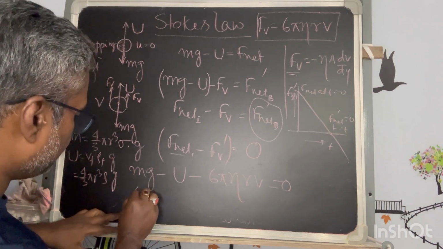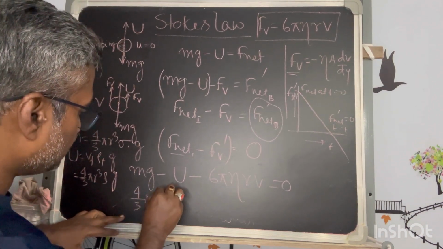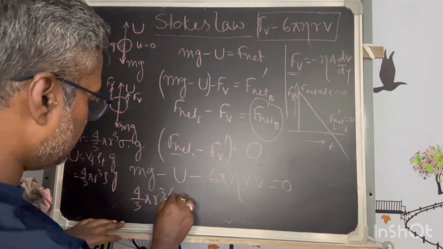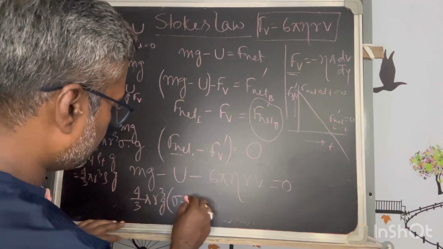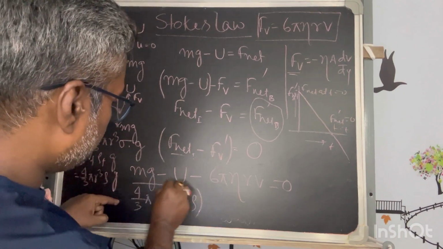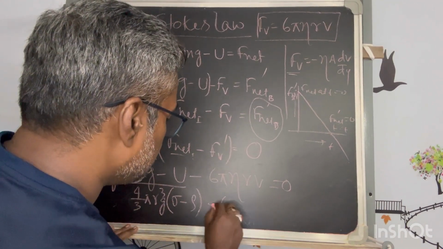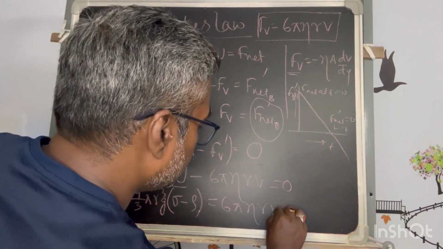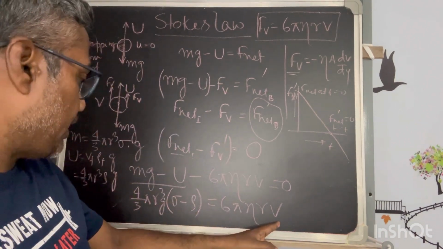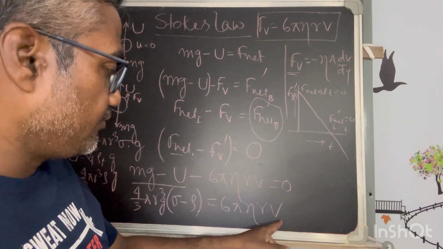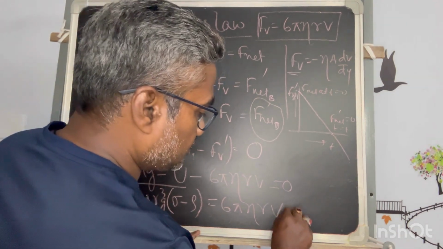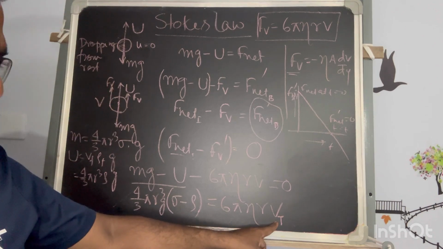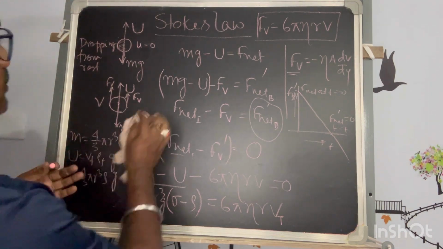So let me put in this value: 4 by 3 pi r cube will be common for these two terms, and g also will be common, so sigma minus rho between these two terms, and the remaining is 6 pi eta r v, which I will take to the other side. Now v, as I said, in this terminal condition has to be denoted separately, and I am denoting it as the terminal velocity vt. So my interest is to get that terminal velocity.